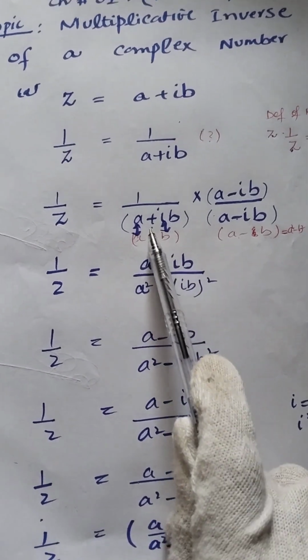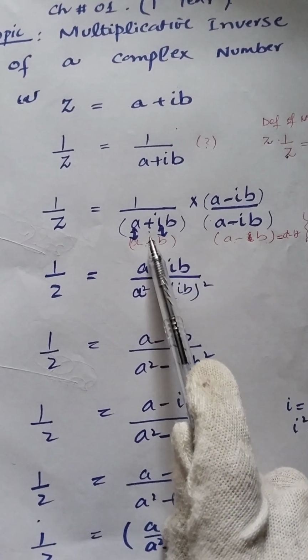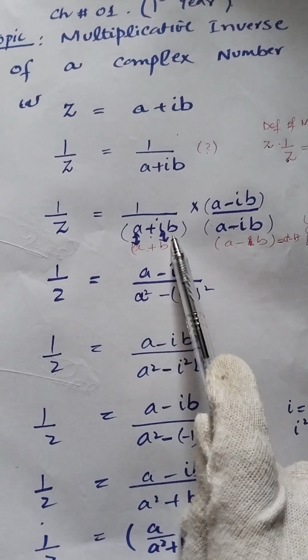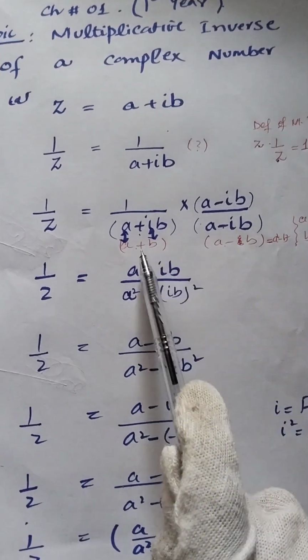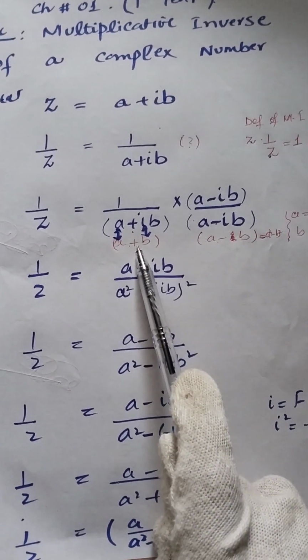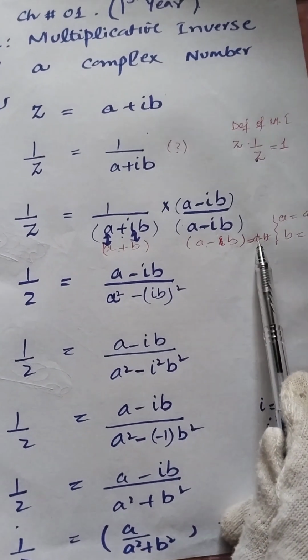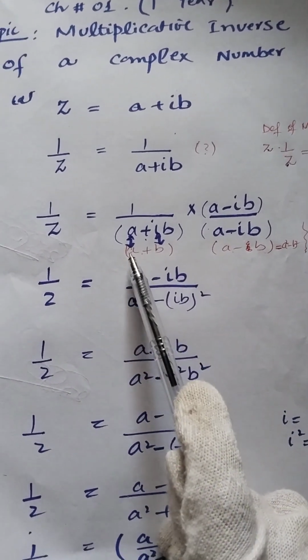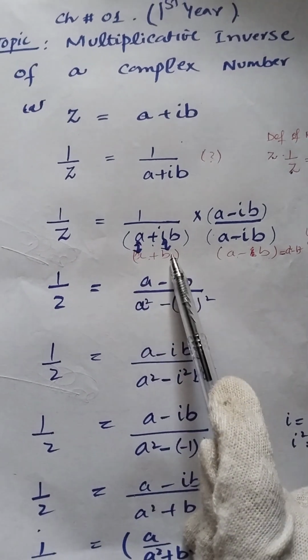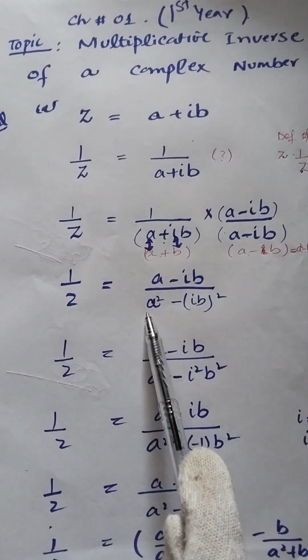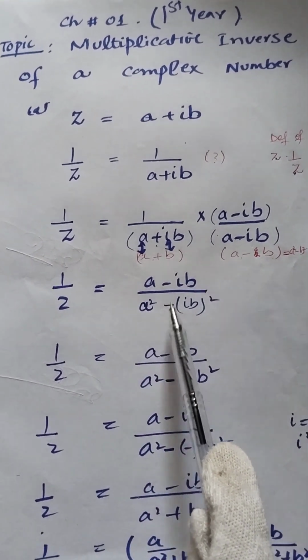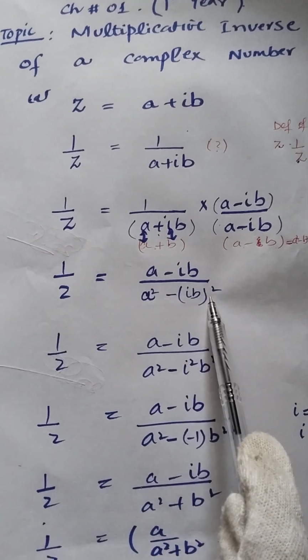And in the denominator the terms used are A plus iota B and A minus iota B, which are in the form of an algebraic formula A plus B and A minus B, which is equal to A square minus B square. Here A is equal to A and the B term is equal to iota B. So we use A square minus iota B square.